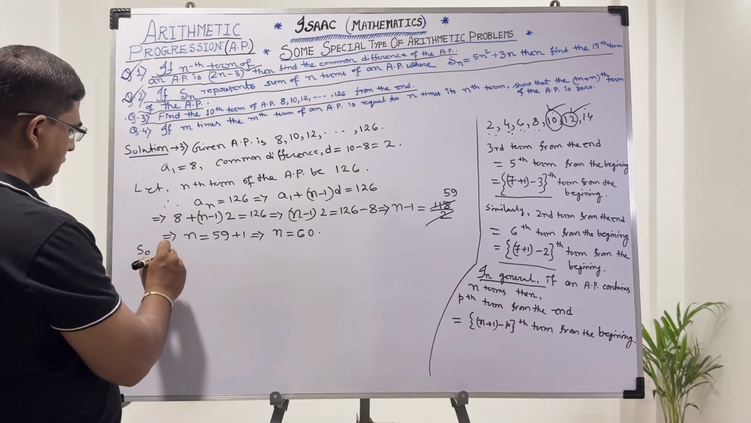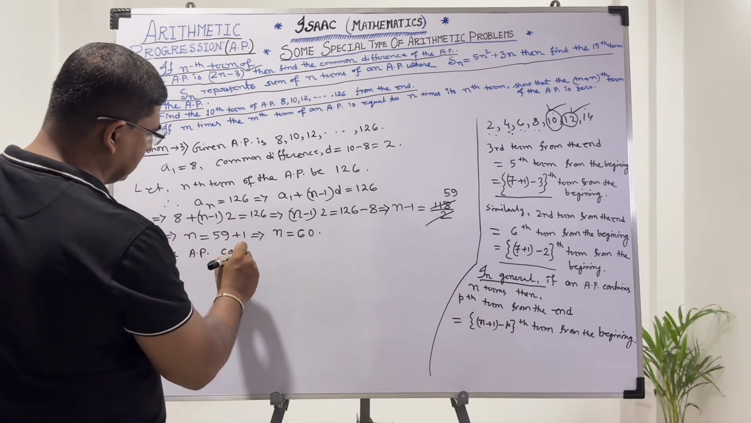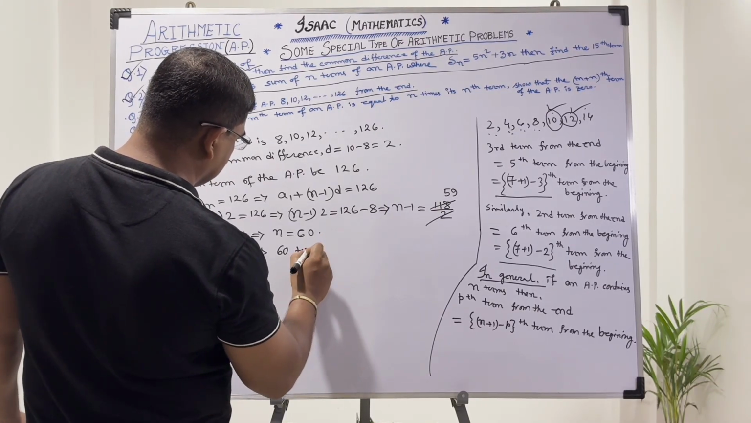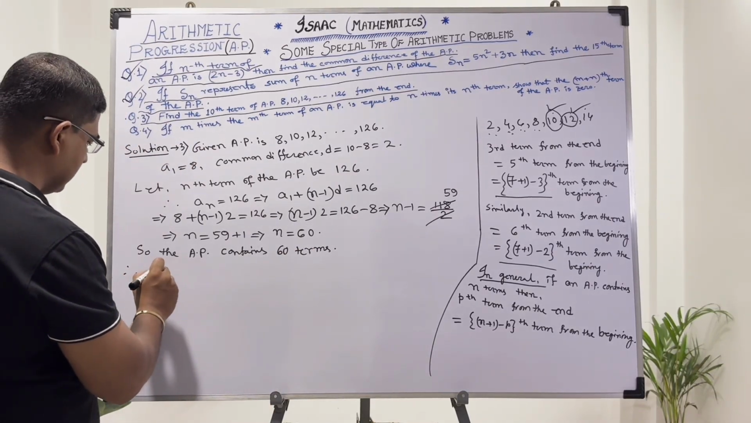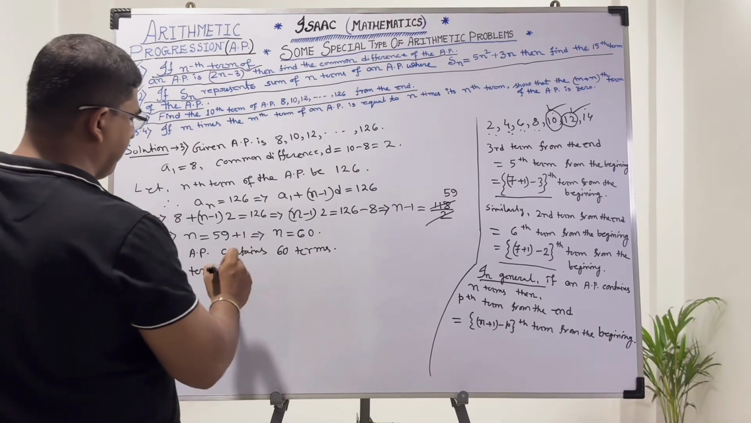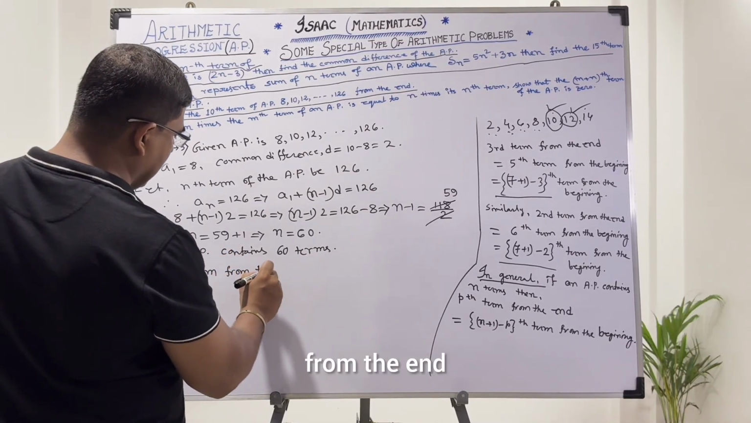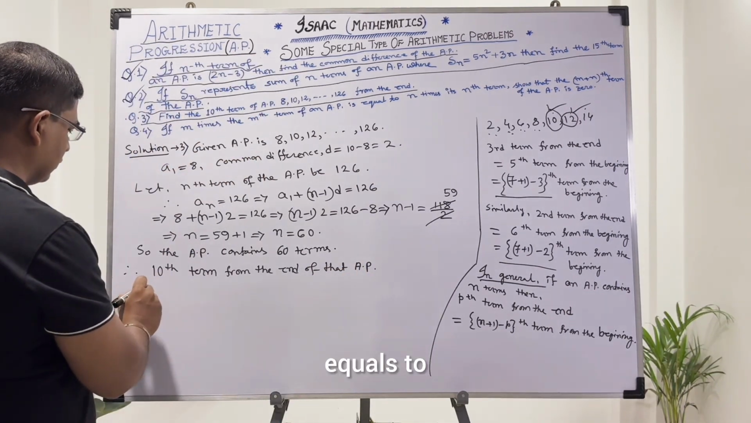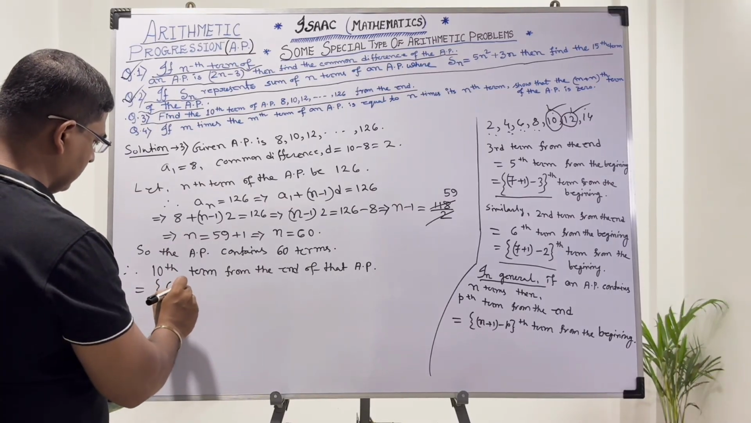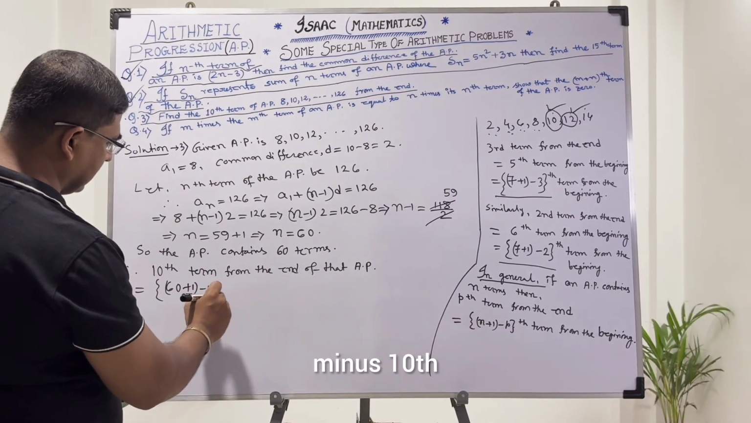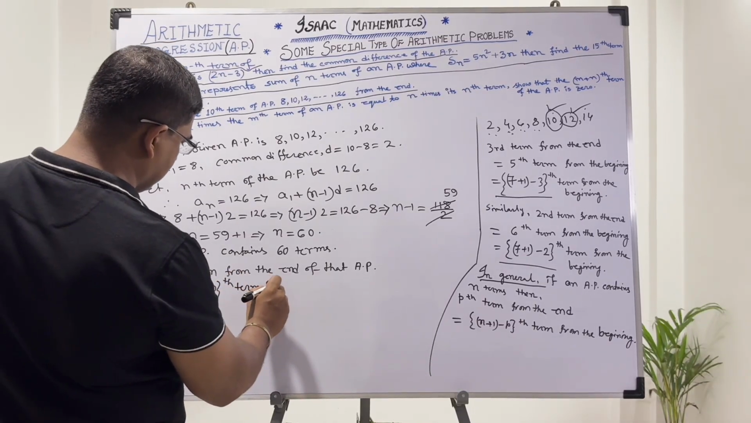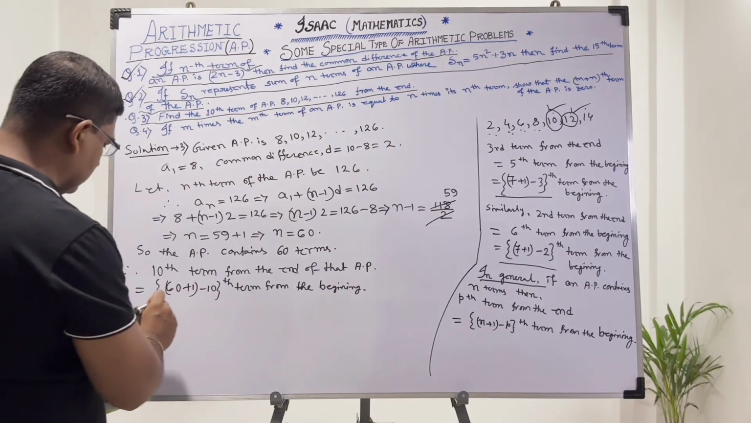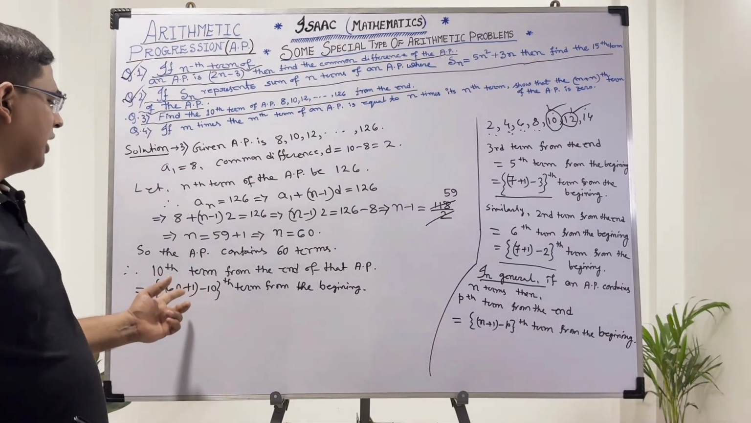So, the AP contains 60 terms. Therefore, 10th term from the end of that AP equals to 60 plus 1 minus 10th term from the beginning, equals to 60 plus 1, 61, 61 minus 10, that is 51.